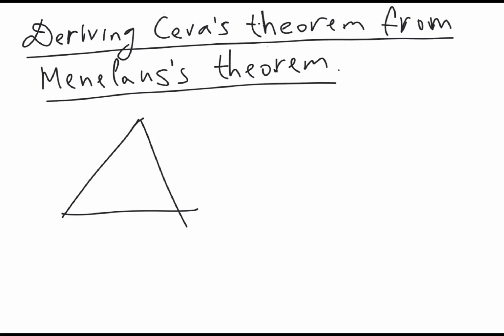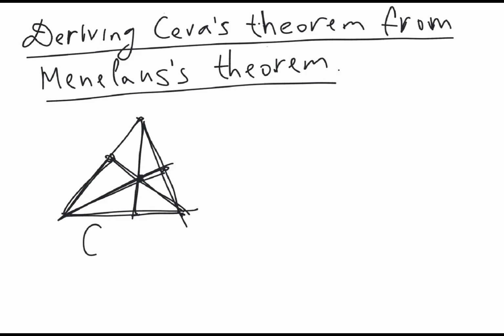In one case we have a criterion for when three segments connecting the vertices of a triangle with the points on the opposite sides intersect at a single point, like this, using the ratios at which the points divide the sides. It can be sides or the extensions of the sides. And this is Ceva's theorem.